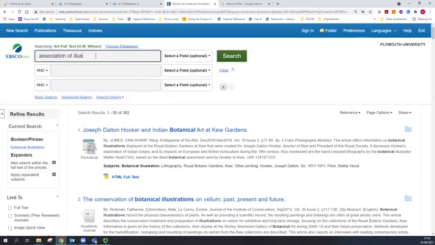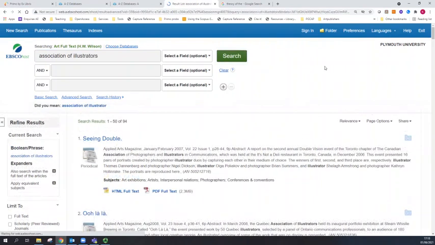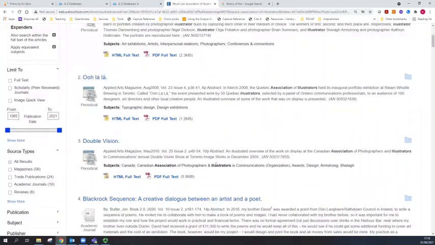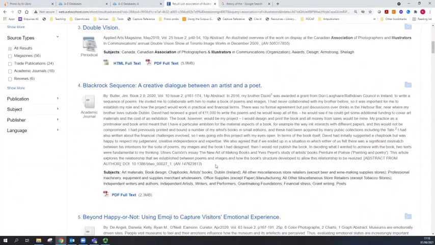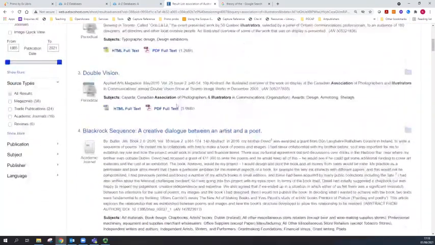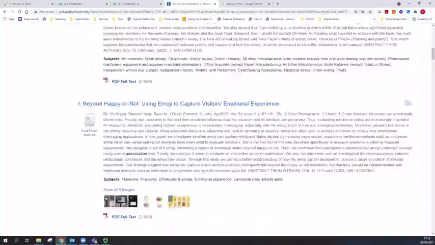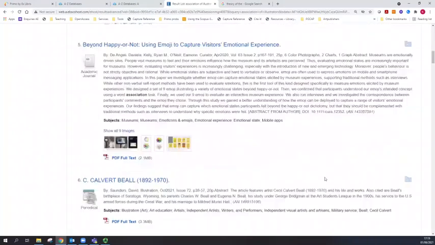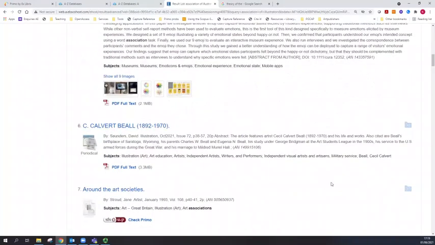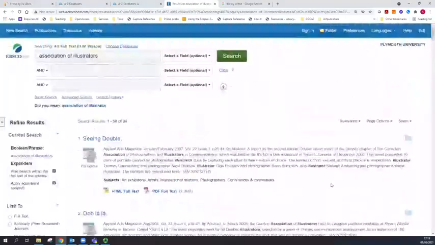So if I put in association of illustrators, you'll note that we've got 94 results, but not all of these results are talking about the association of illustrators. We've got the association of photographers and illustrators in Canada. We've got some items here where we've got association in one place, but in a completely different context. So actually, a lot of these don't appear to be very relevant at all.